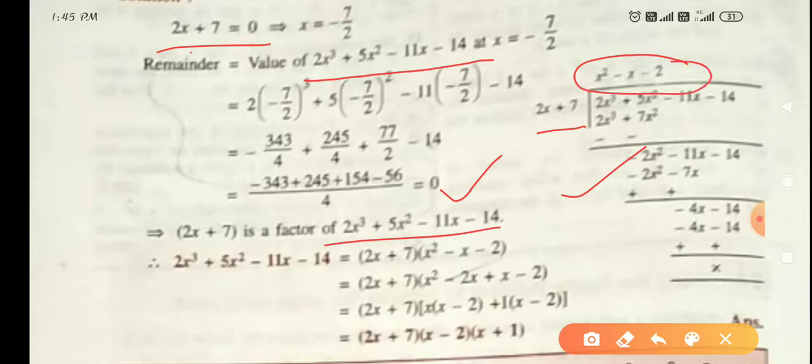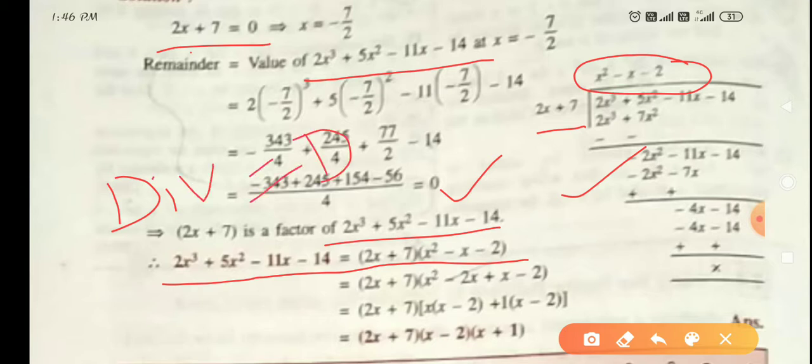Now the next step is a very important step. You can see I have written here: polynomial equals divisor multiplied by quotient. You remember, students, the division algorithm. What does the division algorithm say? In the division algorithm, dividend equals divisor into quotient plus remainder. So what is the dividend? The number which is divided is called the dividend. Here we are dividing this polynomial, so this is the dividend.